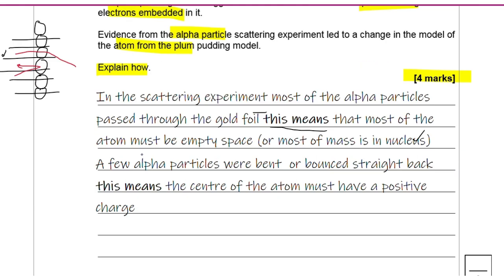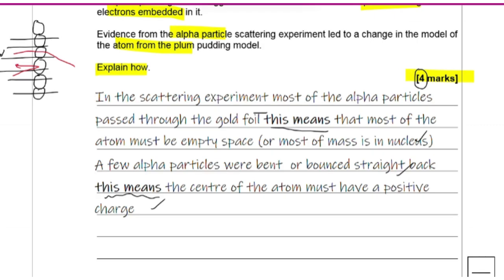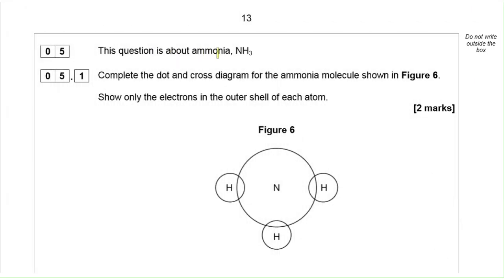So to finish off for the last 2 marks, a few alpha particles were bent or bounced straight back. This means, there's that phrase again, the centre of the atom must have a positive charge. And you can see here where we've allocated the marks. In scattering, alpha particles pass through 1 mark, empty space 2 marks, bouncing back 3 marks, positive charge, and then that's our 4th mark. Over the page for question 5.